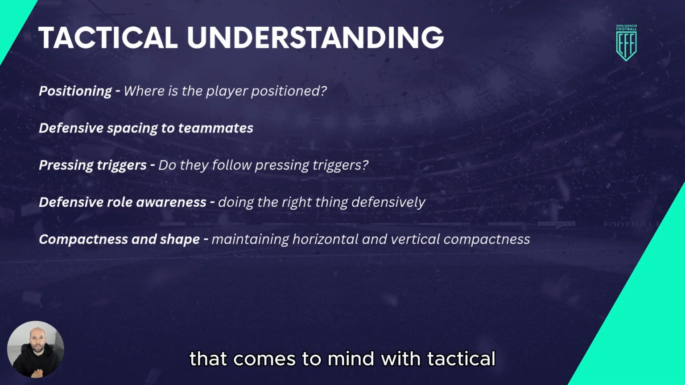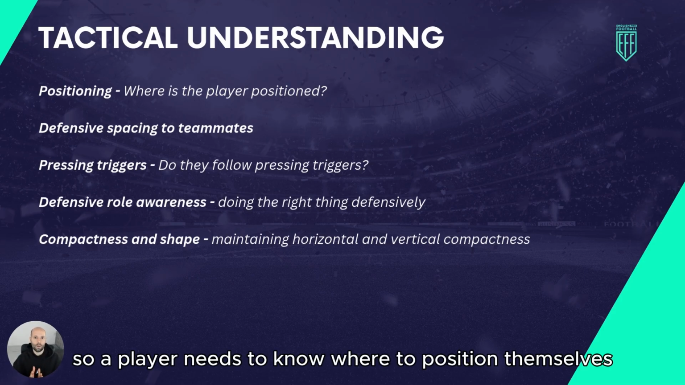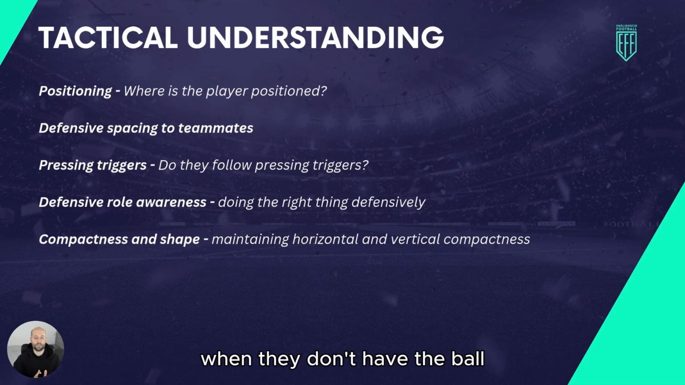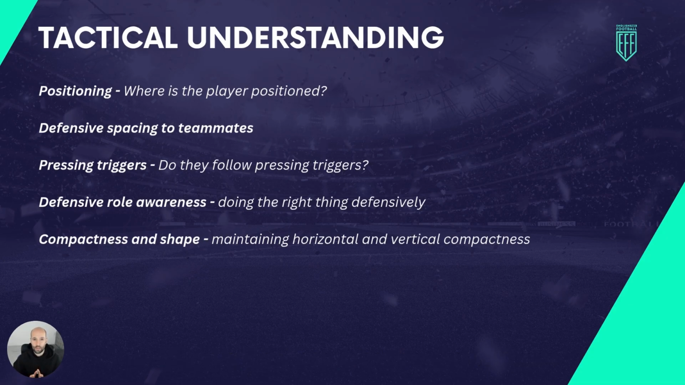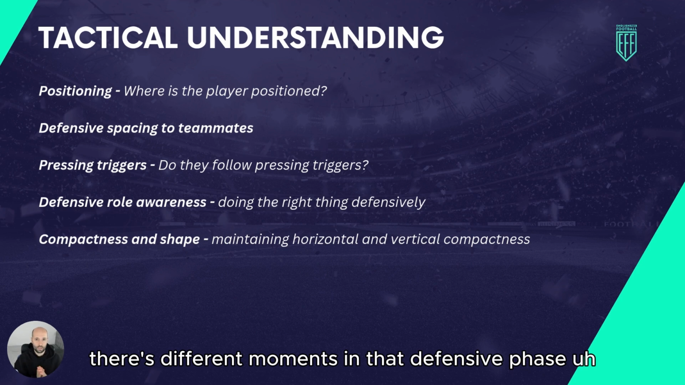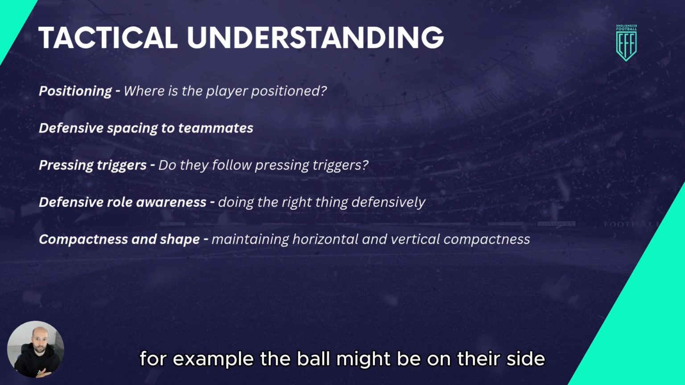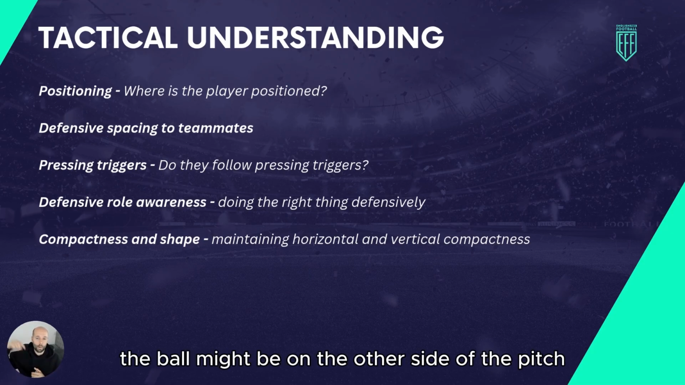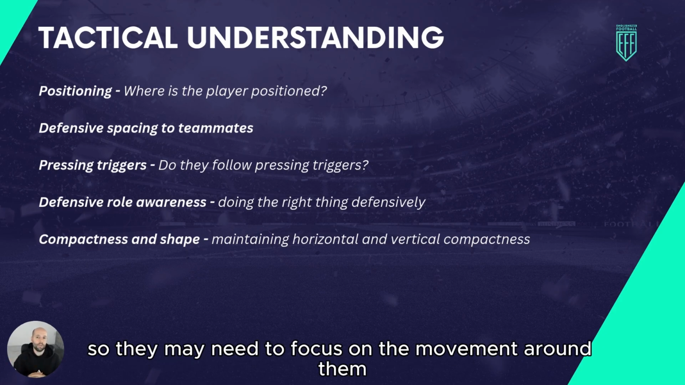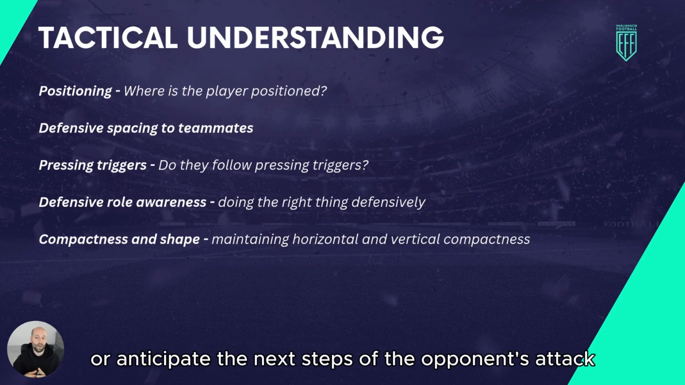Now, the first thing that comes to mind with tactical understanding is the positioning. So a player needs to know where to position themselves when they don't have the ball. They can't just mindlessly move around. They have to know what they're doing. So where is the player positioned at all times? There's different moments in that defensive phase. For example, the ball might be on their side and they may have to go towards an opponent. They may have to back off. The ball might be on the other side of the pitch, so they may need to focus on the movement around them or anticipate the next steps of the opponent's attack.